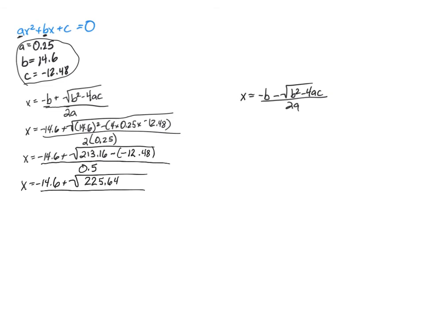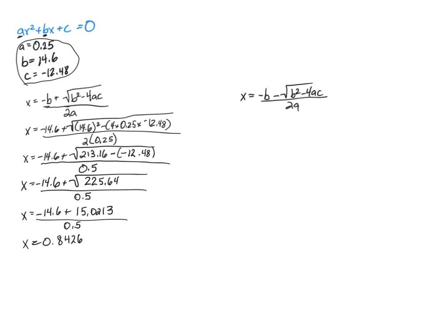225.64 divided by 0.5. X is equal to negative 14.6 plus the square root of that, which is 15.0213. Notice I didn't cut off too many decimal places. X is equal to negative 14.6 plus 15.0213 divided by 0.5. I get 0.8426. One possibility for X.